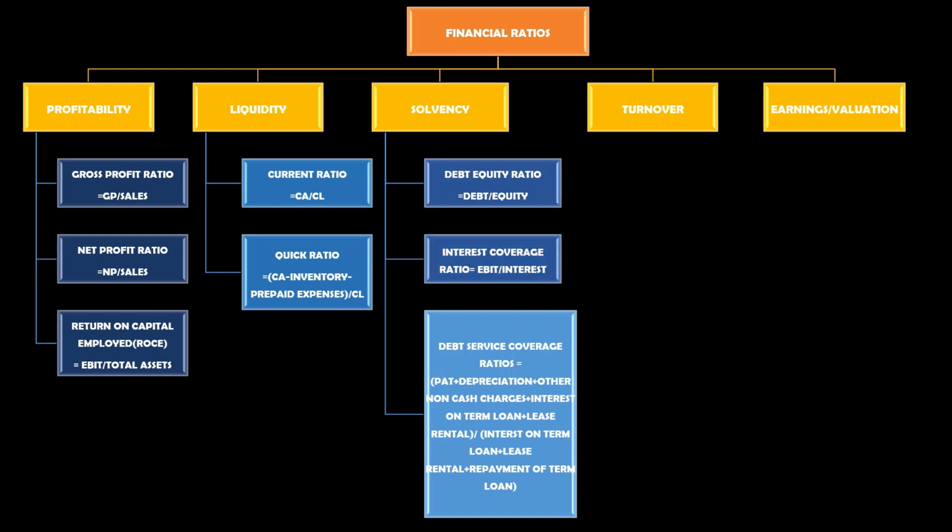Interest coverage ratio, also called the times interest earned, is defined as earnings before interest and taxes upon interest. A high interest coverage ratio means that the firm can easily meet its interest burden even if profit before interest and taxes suffer a considerable decline.